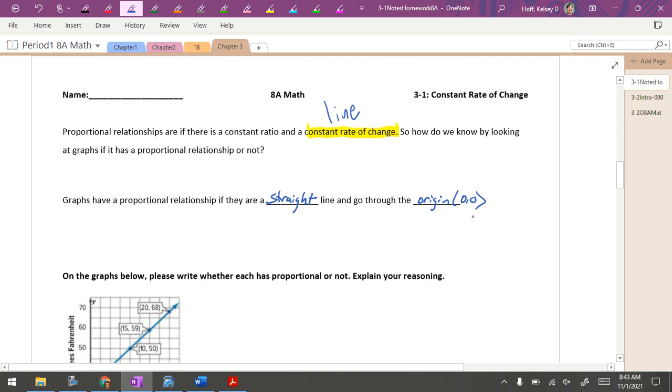There's not even any calculating to do here, guys. You just have to look at the graph. Does it go through the origin, and is it a line? Then you would say, yes, it's proportional.